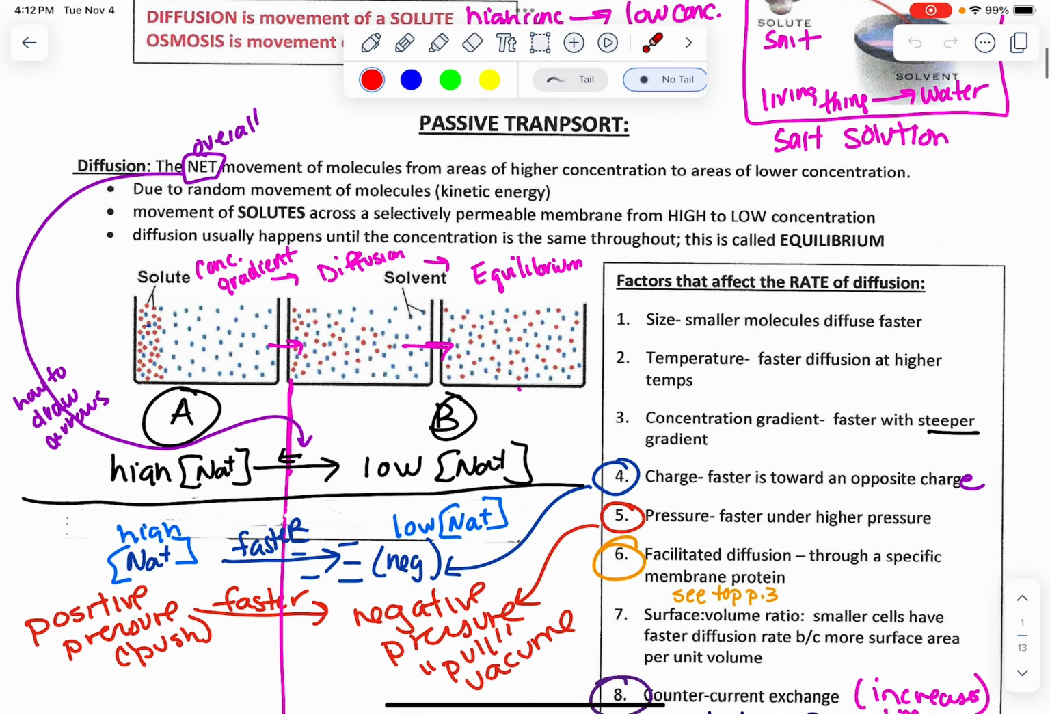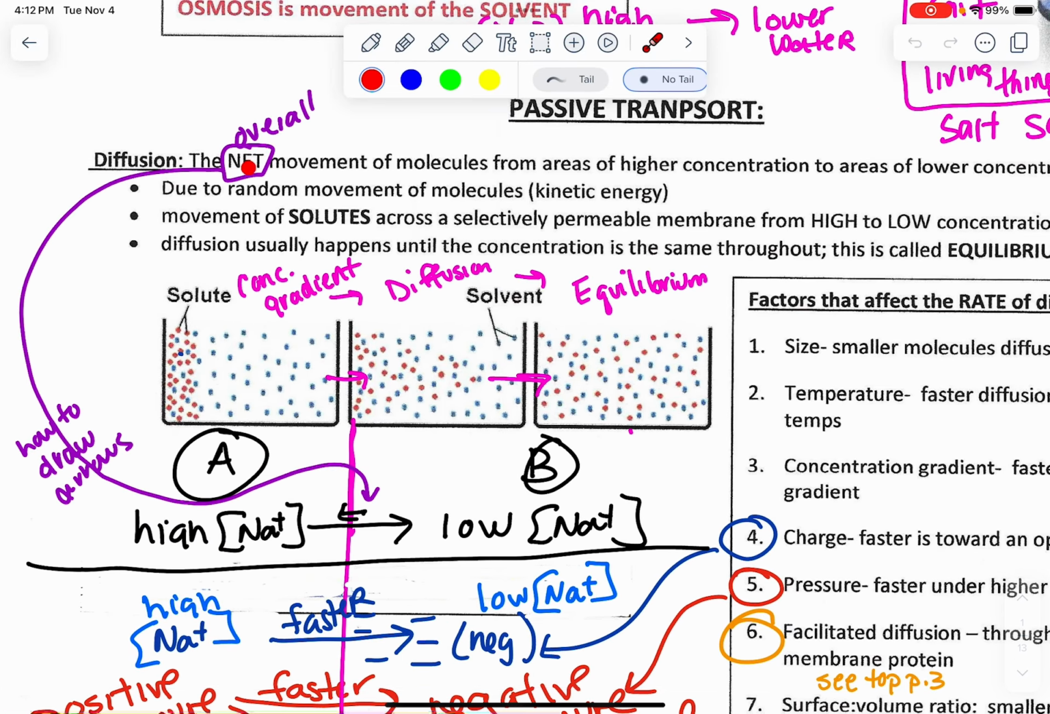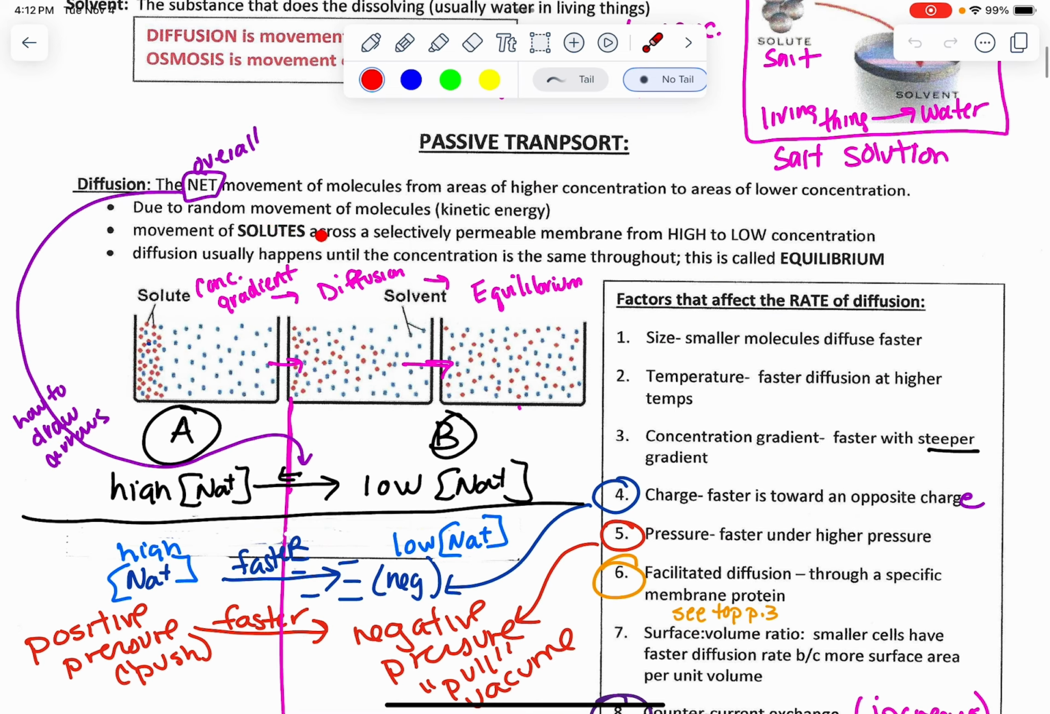A couple other things I want to cover. So here's a definition of diffusion. It's the net, which just means overall, like I showed with the two arrows, movement of molecules from high to low. It's due to the random movement of molecules, remember kinetic energy. It's the movement of solutes. And then at the end, we call it equilibrium.